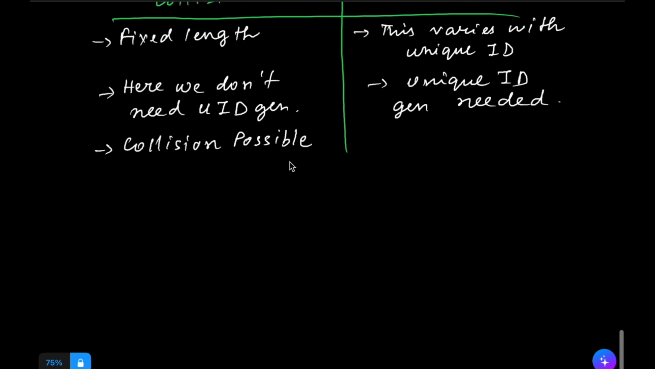Yes, so here collision is possible, but here collision is not possible since a unique ID is generated every time we enter a new long URL, short URL mapping into the database. Collision is not possible.